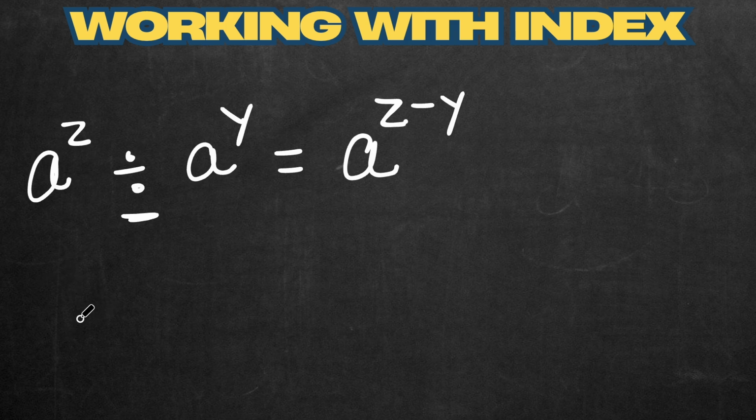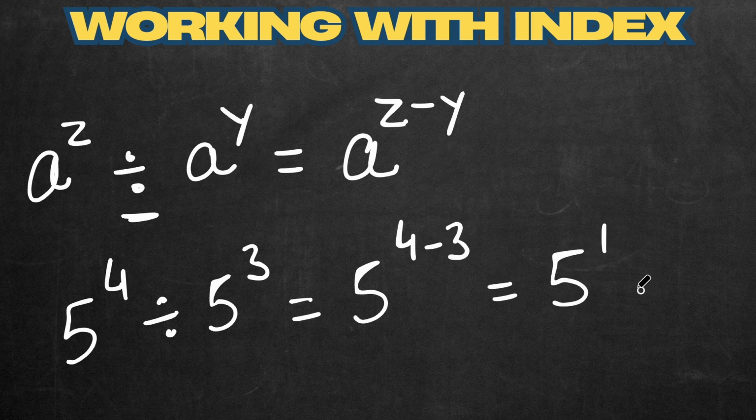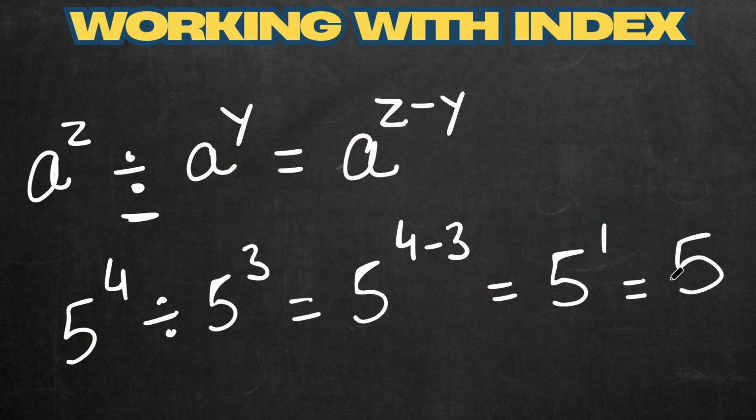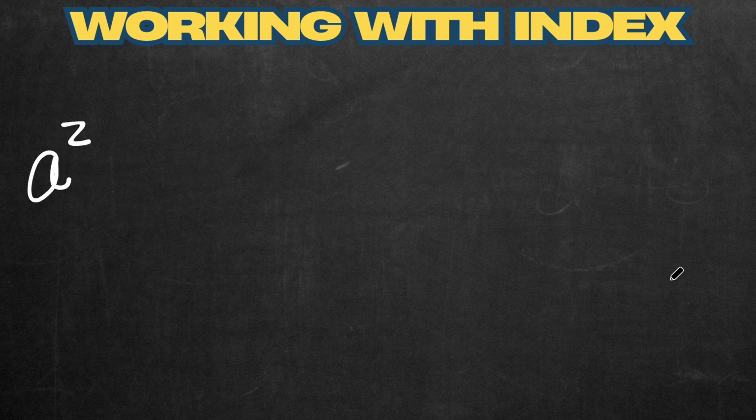So for example, if I had 5 to the power 4 divided by 5 to the power 3, I will just do 5 to the power 4 minus 3, which is equal to 5 to the power 1, which is equal to just 5. Okay, so this is what you do with multiply and divide, working with indexes. Yes, there is more to it, but that will again include some negative integers, and we will get there in the next video. So till then, keep learning, keep questioning.